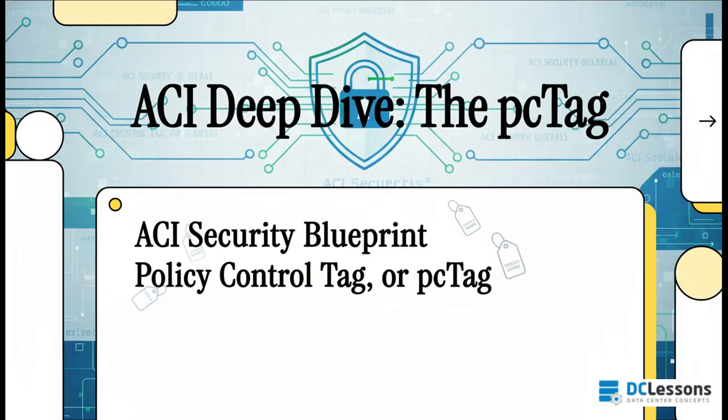Welcome. If you've ever gotten your hands dirty with Cisco ACI, you know it's all about policy. But have you ever stopped to wonder how the fabric actually enforces those security rules deep down inside? Well, today we're going to pull back the curtain and decode that security blueprint by focusing on one of the most critical pieces of the puzzle, the policy control tag, or as we'll call it, the pcTag.